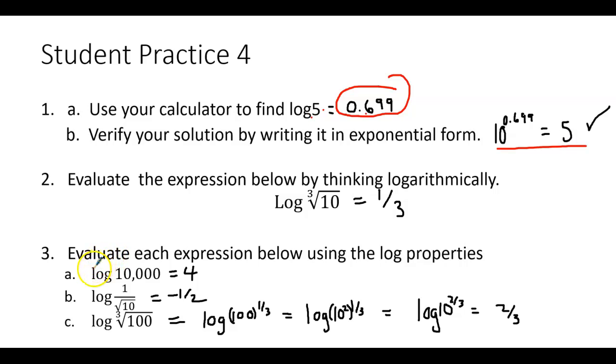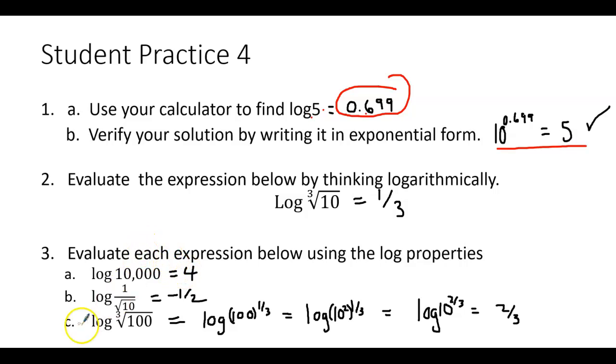Let's go ahead and take a look at 3a. This one I would just think about it logarithmically again. 10 to what power is 10,000? Well, that'd be 4. And I don't know if you guys are noticing this, but basically when it comes to common logs, if you have a 1 with some zeros after it, the answer will always be however many zeros there are. If there's 4 zeros, that's the answer.